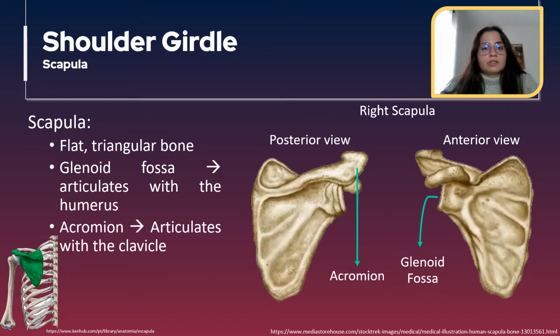The humerus articulates in the glenoid fossa, which is here, and this means that this part of the scapula is lateral. And then the acromion, which is this zone here, is where the clavicle articulates.